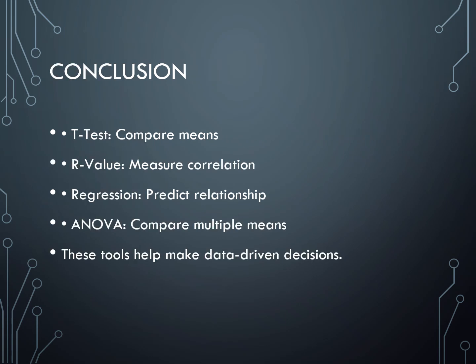Conclusion. T-test compares means and tells if two groups are different. R value shows the strength of the relationship between two variables. Regression predicts outcomes using relationships. ANOVA compares multiple group means. All these techniques help us understand and interpret data significantly, supporting decision making in research, education, and business.